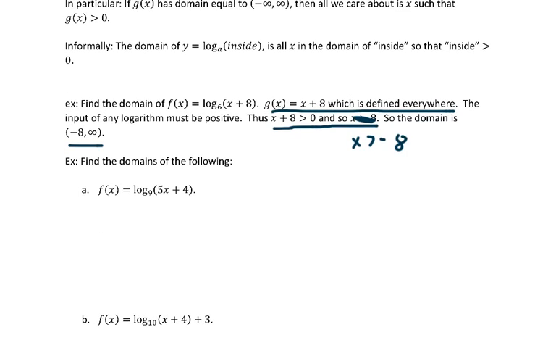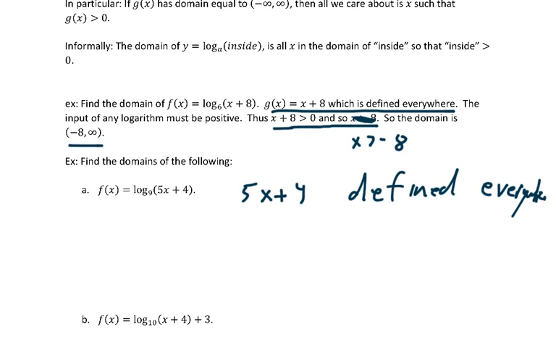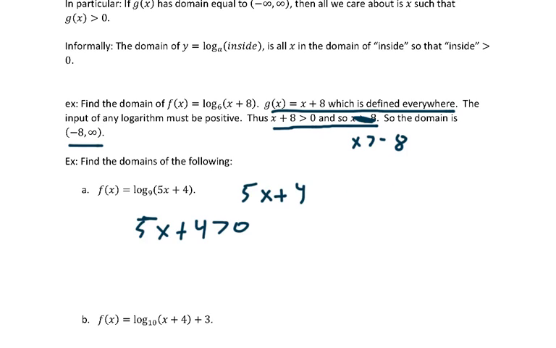So that tells us the domain is all x greater than negative 8, which is the same as this interval. Okay. Here's another example, 5x plus 4. This is defined everywhere. So all we care about then is when the inside is greater than 0. Again, it's defined everywhere. Let me just write it out: defined everywhere, so its domain is all numbers.